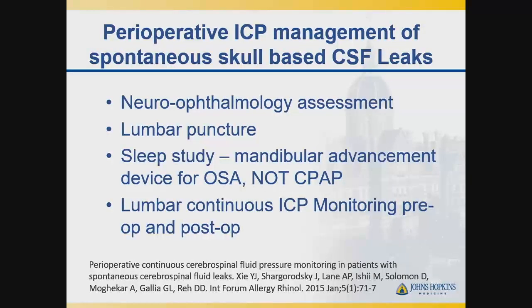So now a baseline assessment involves a neuro-ophthalmology assessment, a lumbar puncture, and a sleep study. Patients with skull-based CSF leaks, you cannot treat their sleep apnea with CPAP. They'll blow air into their brain. So you use a mandibular advancement device for them if they have OSA.